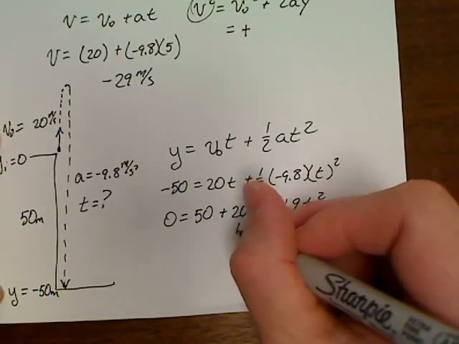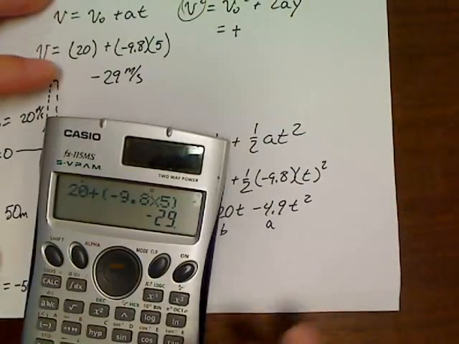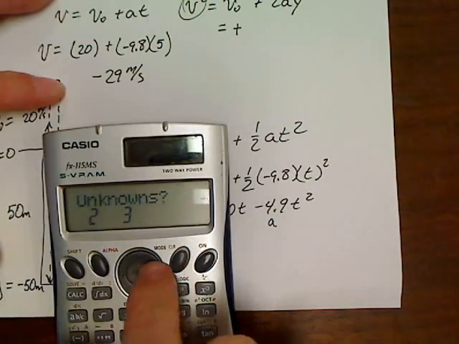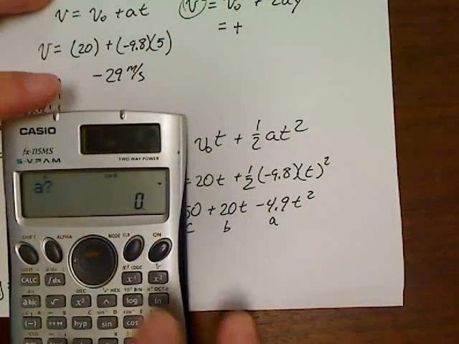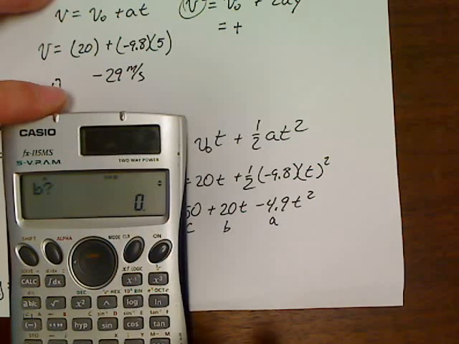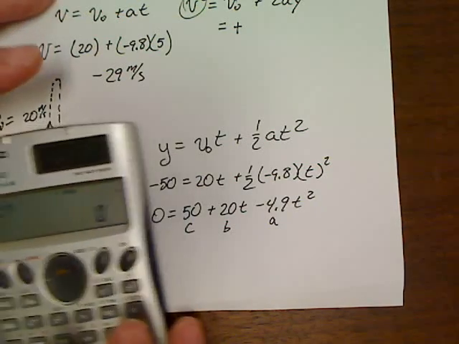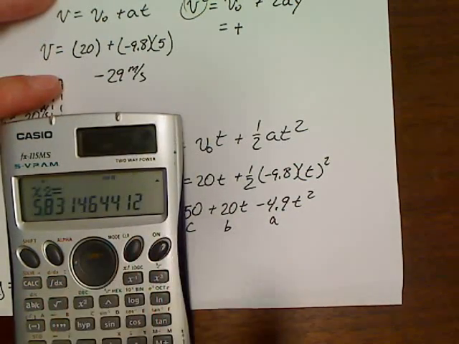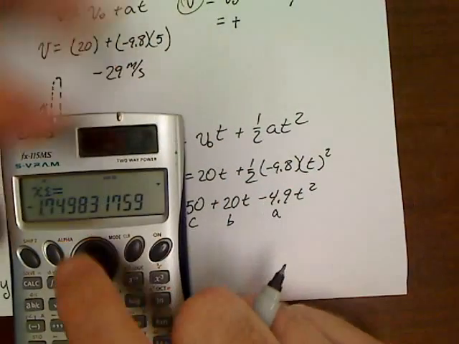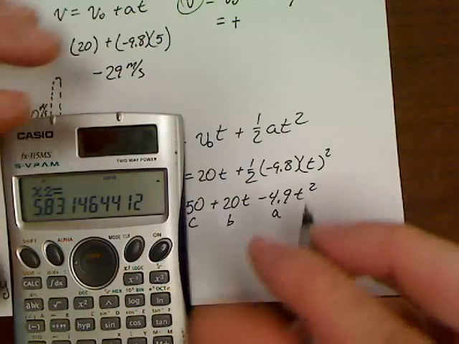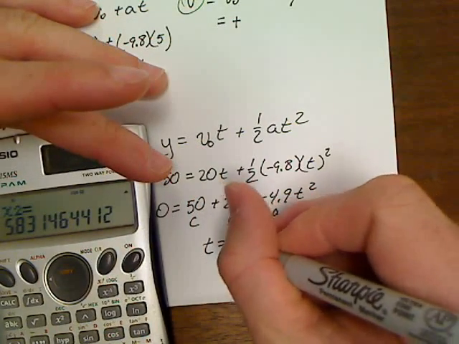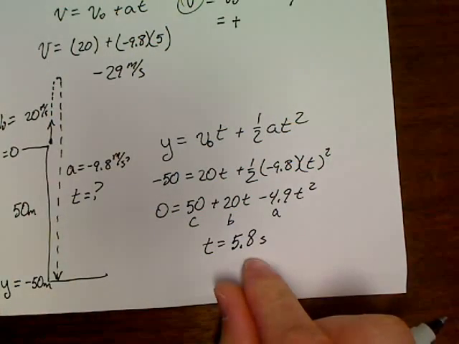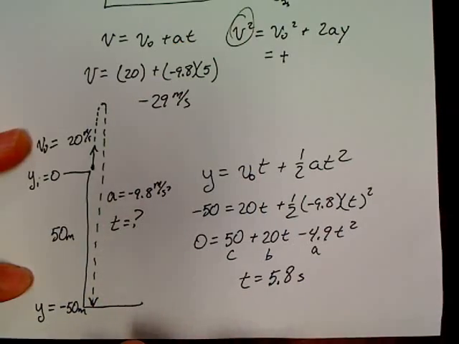Quadratic. A, B, C. I'm going to put my calculator in quadratic mode. Mode, 1, 2 degrees. A is negative 4.9. B is 20. And C is 50. My answers are negative 1.7 and 5.8. Well, we can't have negative 1.7 for an answer, but we can have 5.8 seconds for an answer. So that would be my time all the way up and all the way back down.